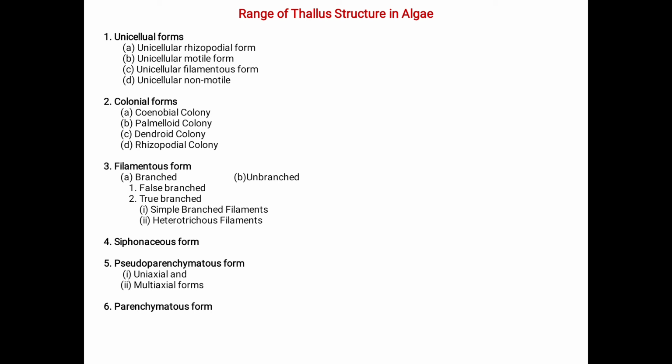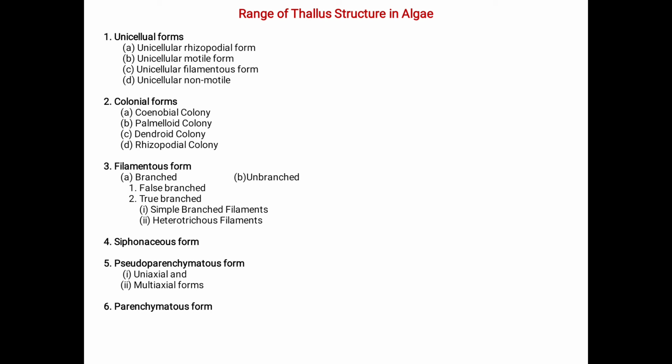In unicellular forms, we have four types: unicellular rhizopodial form, unicellular motile form, unicellular filamentous form, and unicellular non-motile form. The second one is the colonial forms. Under colonial forms, again we have four types: the synovial colony, palmelloid colony, dendroid colony, and rhizopodial colony. In this class, today we are going to study the filamentous forms, siphonoceous forms, pseudoparenchymatous forms, and the parenchymatous forms.